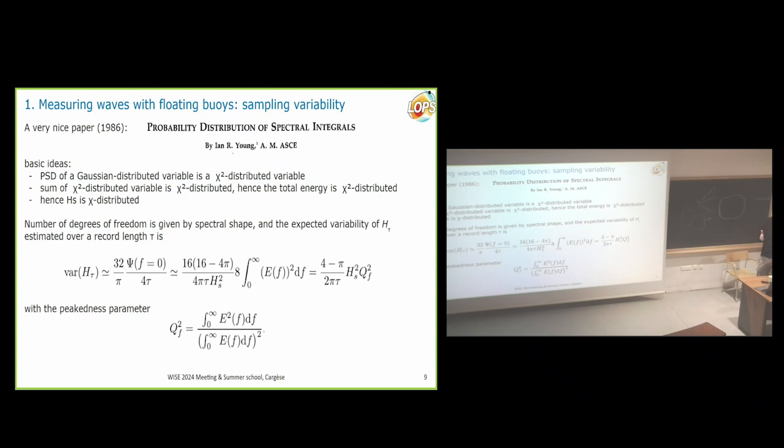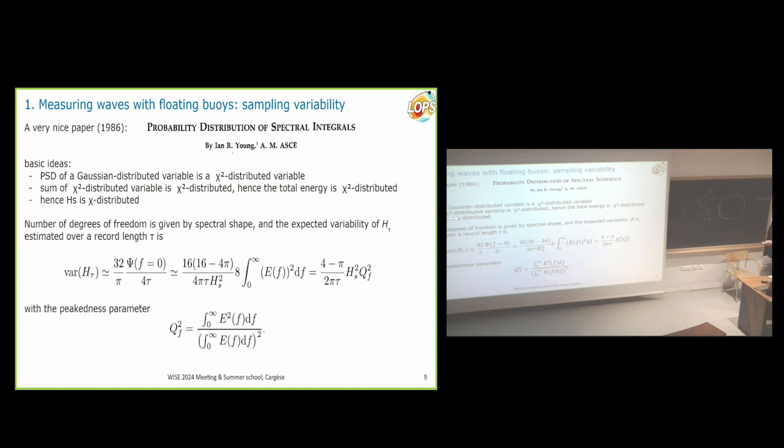And so if you measure wave heights over any record of length tau, you're bound to have some variability of the wave height from one record to the next record. And the nice thing is, if you assume that waves are nicely Gaussian, well, the surface elevation is a Gaussian distributed variable. So its PSD, its power spectral density, will have a chi-square distribution. Any spectral component will have a chi-square distribution, and because the total energy is a sum of all the spectrum, we have a sum of chi-square distributed variables, so it's also chi-square distributed. Hence the total energy is chi-square distributed, and so the wave height, which is the square root of that, is going to be chi-distributed.